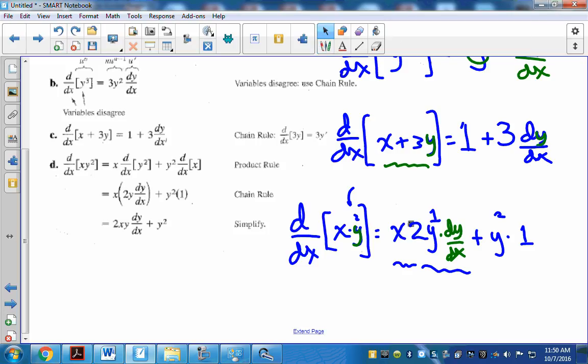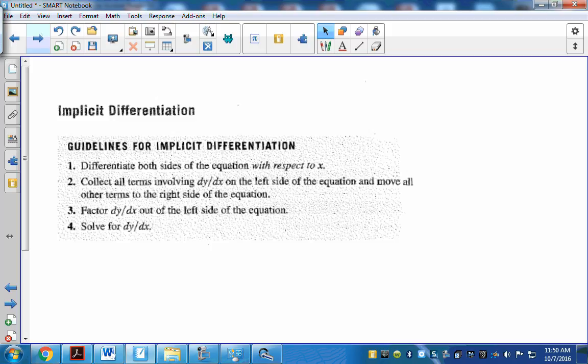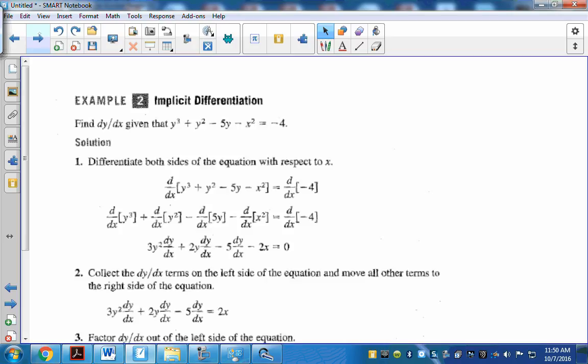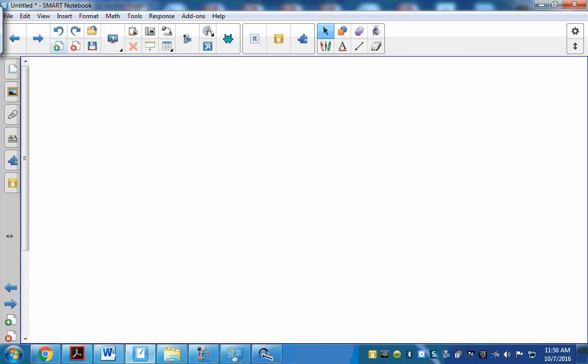Turn the page. There's a few guidelines here. Differentiate both sides of an equation with respect to x. Any term that has a dy/dx in it, you're going to move to the left side, and move everything else to the right side. We actually saw these in pre-calculus, by the way. Factor out the dy/dx and then solve. An example. Let me pull up a blank screen and we'll work this problem and talk through it as we go.